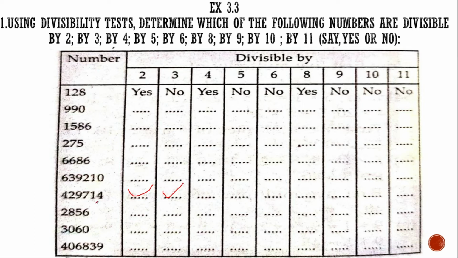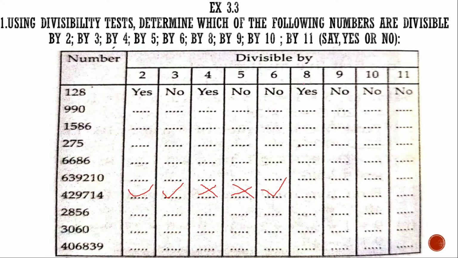And for 4, the last 2 digits must be divisible by 4. 14 is not divisible, so this number is not divisible by 4. Next, for 5, the last digit should be 5 or 0. But here it is 4. So this number is not divisible by 5. And for 6, what is the rule? If the number is divisible by 2 and 3, then we can say it is divisible by 6. Is it divisible by 2? Yes. By 3? Yes. So we can say it is divisible by 6 also.